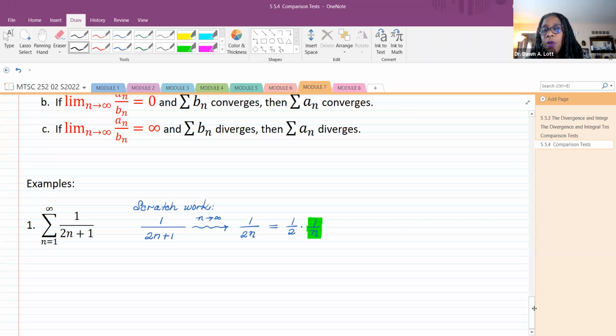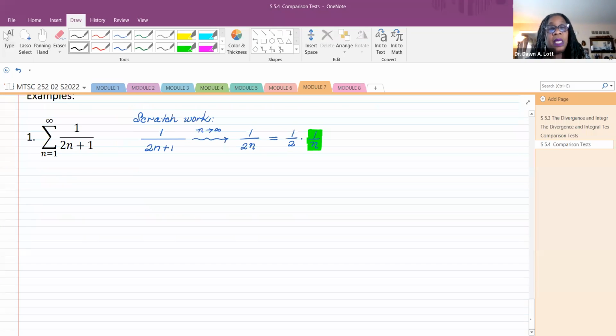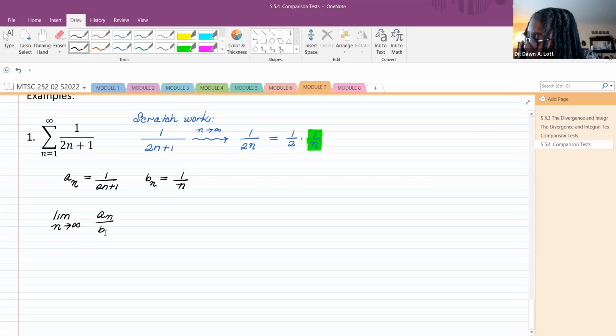Okay. So I think that's what I'm going to use as my bn, right? So an is my 1 over 2n plus 1, and bn is just 1 over n. That's all I need. I need to be able to do an and bn. All right, so now that I've found them, right? And again, I found bn just by looking to see kind of what an looks like as it gets big. All right, so then now I need to do the limit as n approaches infinity of an over bn.